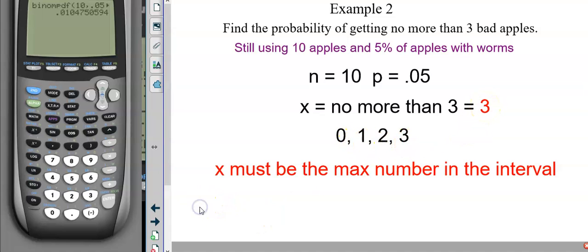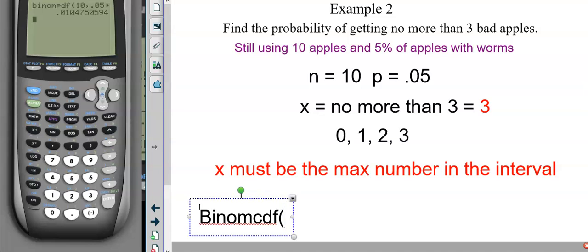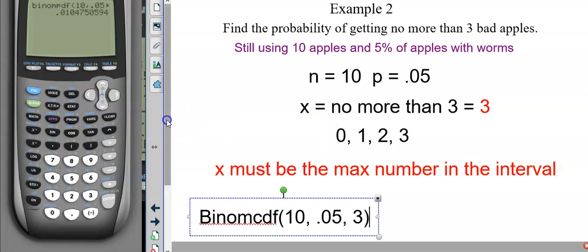So when we do this, CDF. We're going to do 10. We're going to do 0.05. But then here, we're going to put 3. Now you might be like, wait, Mr. Hall, we just did 3. Oh my gosh. But remember, this is CDF, not PDF. PDF just dealt with just that one number of 3. CDF is going to go from 0 up to 3. Because again, the last number here, X has to be the highest number.